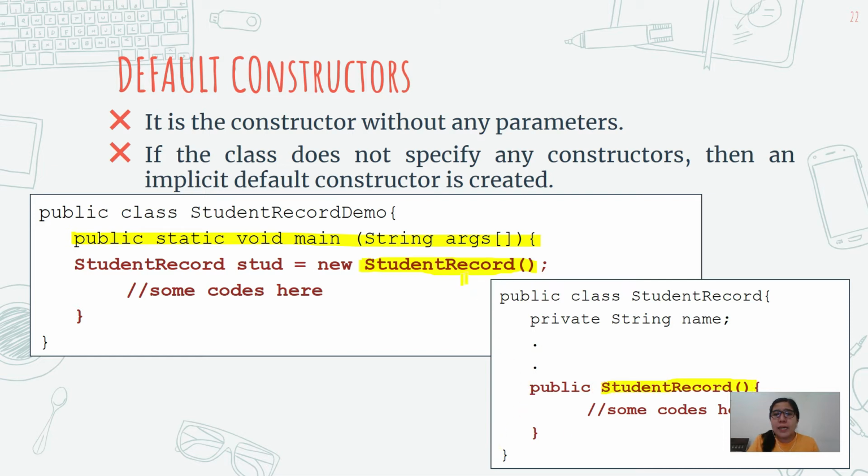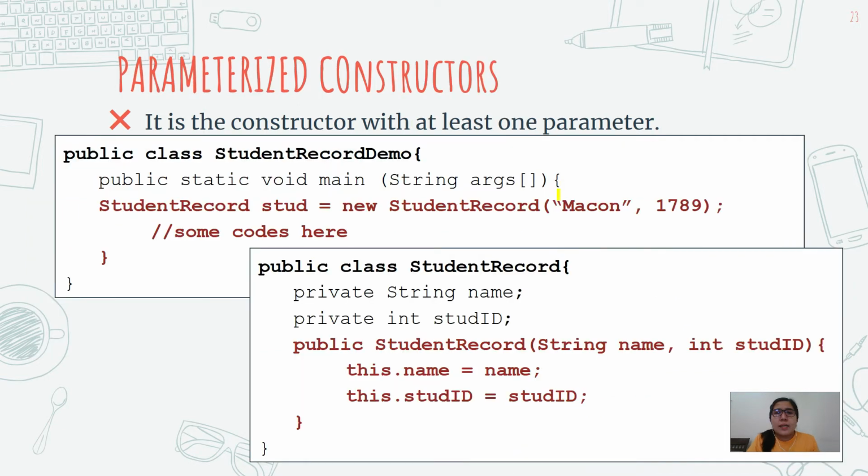But usually, kapag empty na ito, wala na tayong nakikitang constructor doon sa ating ginawang class. So that is default constructor. Next, we have the parameterized constructor. So in parameterized constructor, it is the constructor with at least one parameter. Meaning, as long as may laman yung argument list or may laman yung ating parameter, it is already considered parameterized.